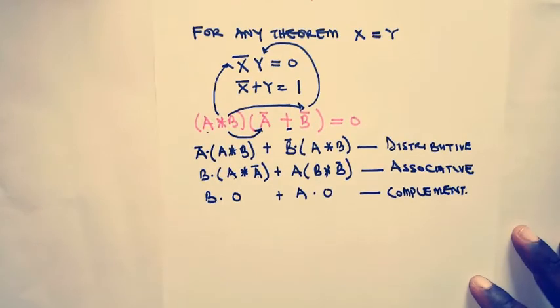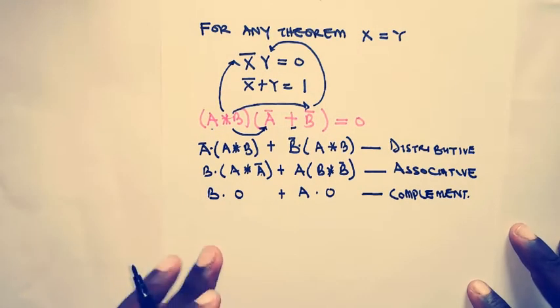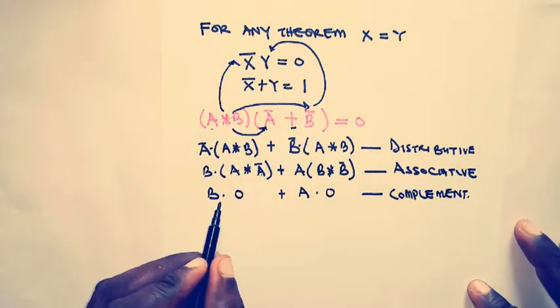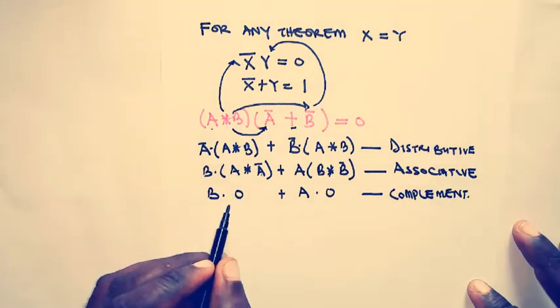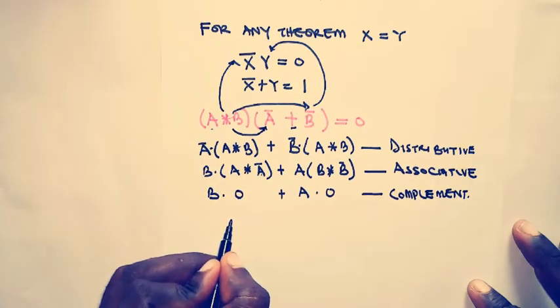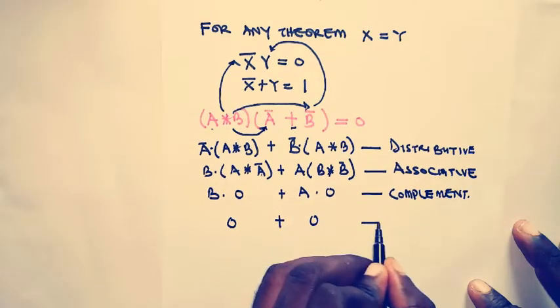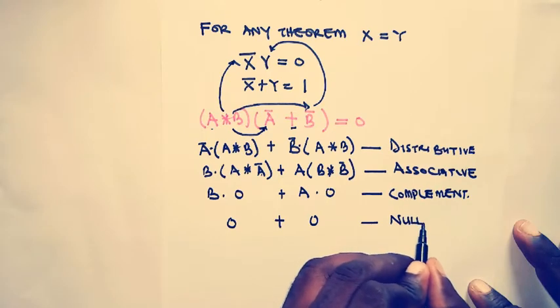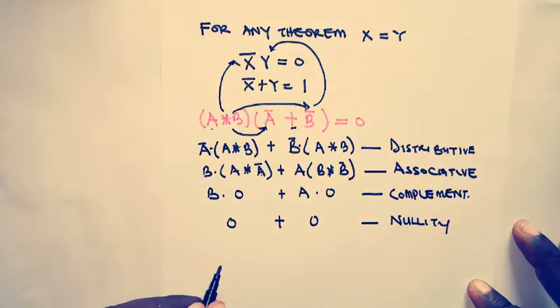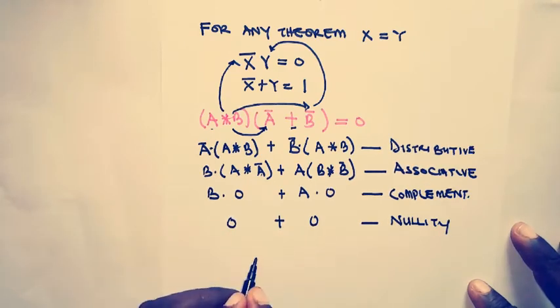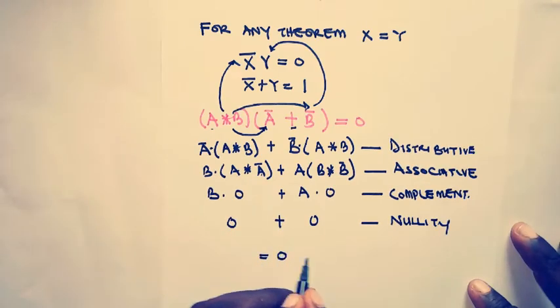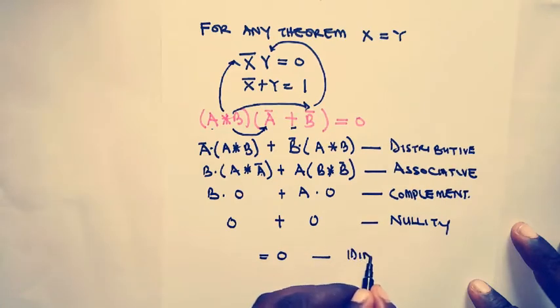Complement law. Then of course we look at nullity. Remember in the nullity law, when you multiply an element by 0, you're going to get 0. So we have B multiplied by 0 is 0, plus A multiplied by 0 is 0, and we call this nullity. And then we have the identity law. When you add 0 to itself, 0 plus 0 is going to give us 0, because we call this the identity.